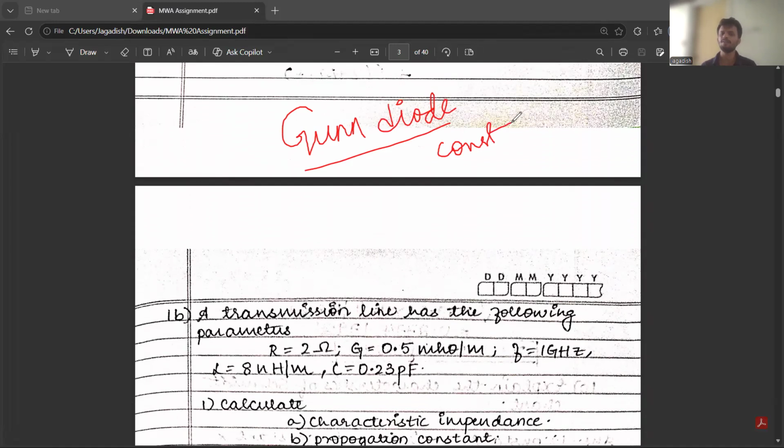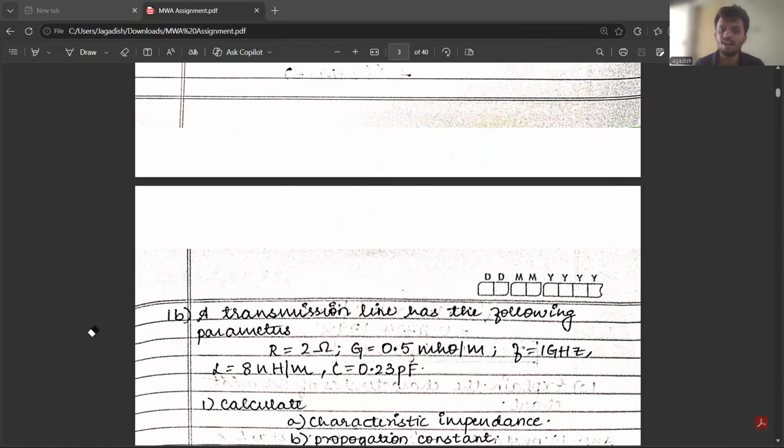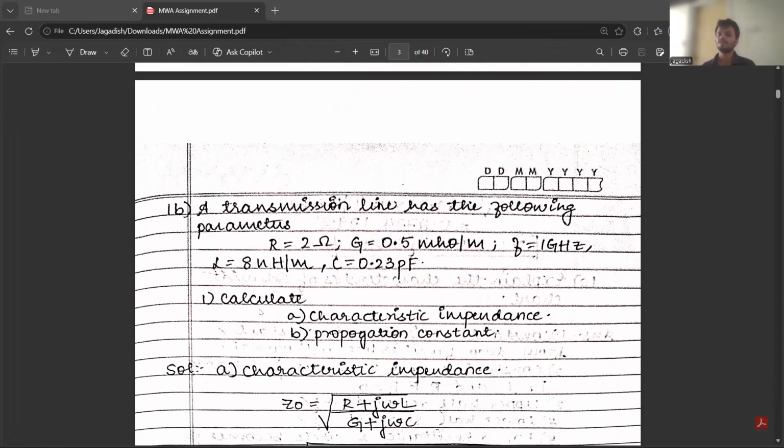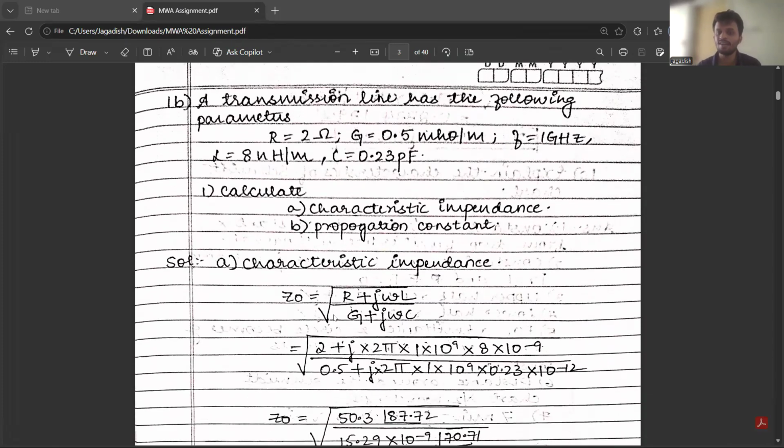The next important topics they will focus on are problems related to the transmission line equations, that is the characteristic impedance and the propagation constant. I hope you know what R, G, L, and C are. They will be given, so you have to use your calculator, including conversion of polar form to rectangular and rectangular to polar based on the conventions.